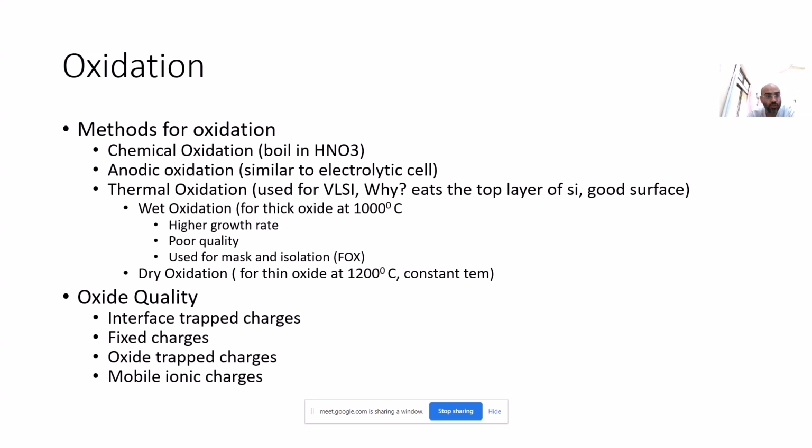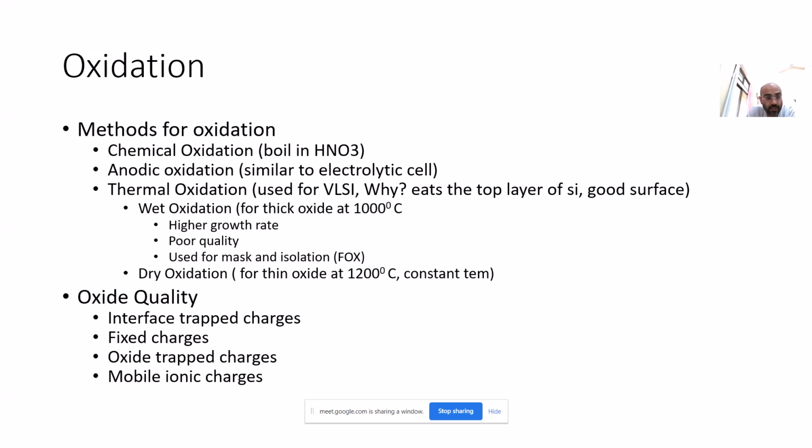And this oxidation is basically of two types: wet oxidation and dry oxidation. When you do wet oxidation, it is in the presence of water vapor, or when you increase the temperature so much that there will be water vapor. So it's a closed chamber, and it is done around 900 or 1000 degrees centigrade.